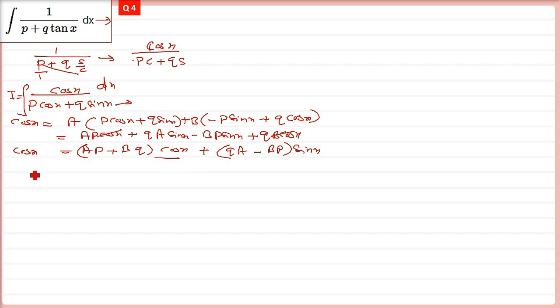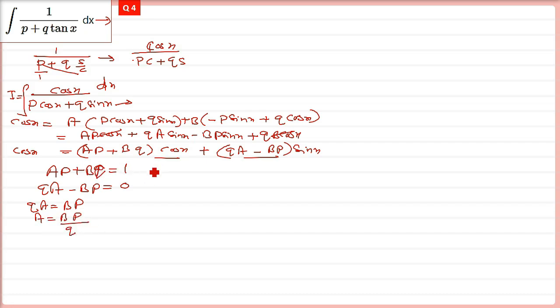Now you can equate these two. That is ap plus bq is equal to 1. There is no sin term on the left, so you can just say qa minus bp equals to 0. So you'll get qa equals to bp. That is a can be bp by q.